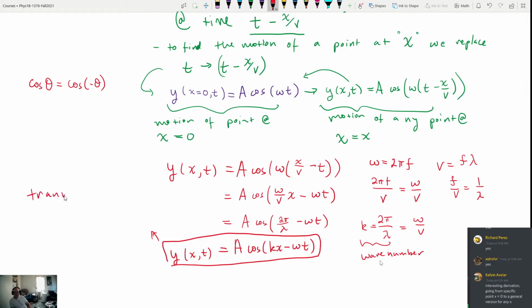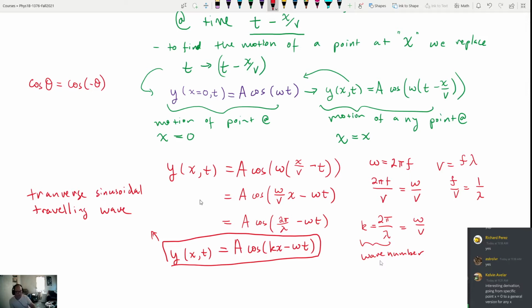It's transverse because the motion of the medium is up and down, perpendicular to the wave motion. It's sinusoidal because it follows either a cosine or a sine function. And it's traveling. We're going to talk about why it's traveling in a second. That is our transverse sinusoidal traveling wave right there, that equation.